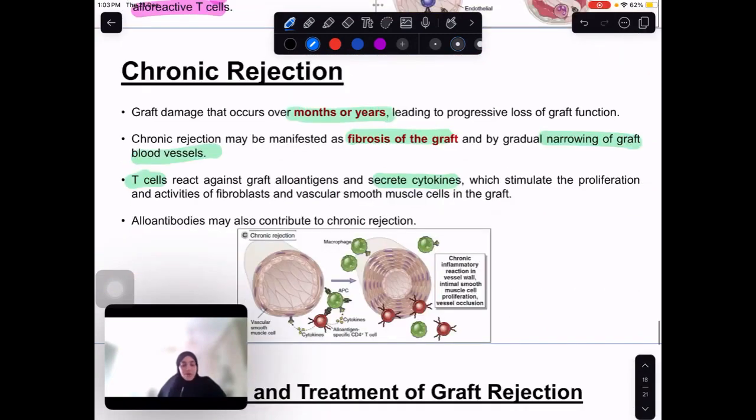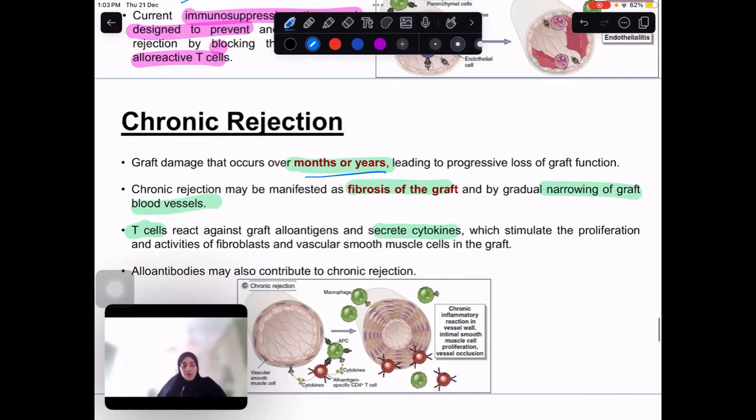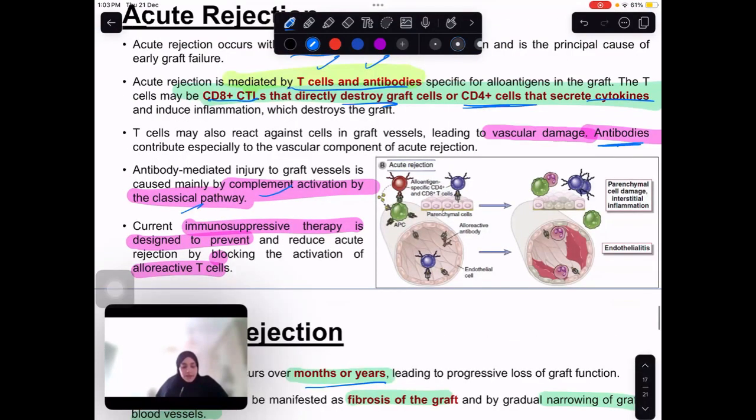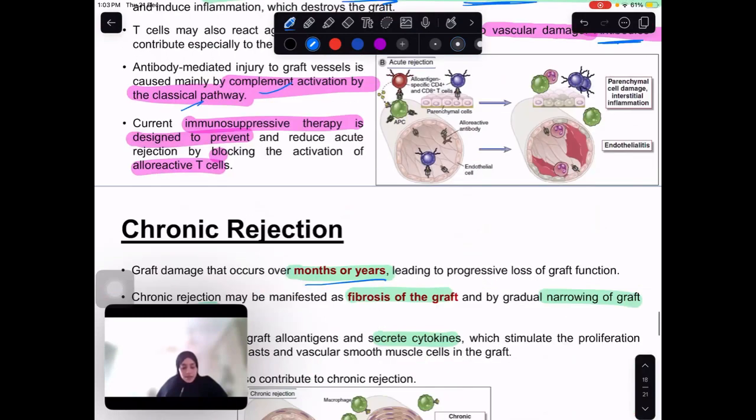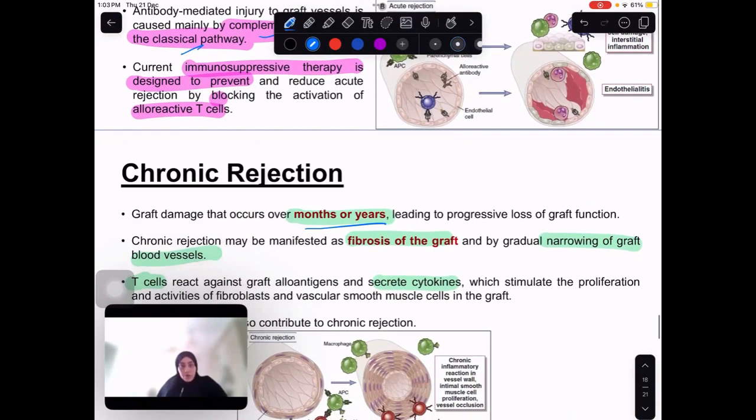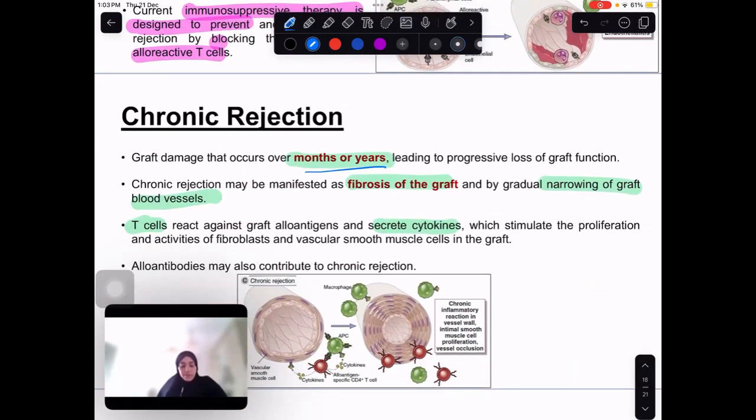And the chronic rejection, no, it's going to be months to years. So we can see as we're going, hyperacute occurs within a few minutes. The acute is going to be occurring within what? Minutes, hours, days to weeks. Chronic rejection is going to be longer, months to years. And why? Because it's only using T cells.